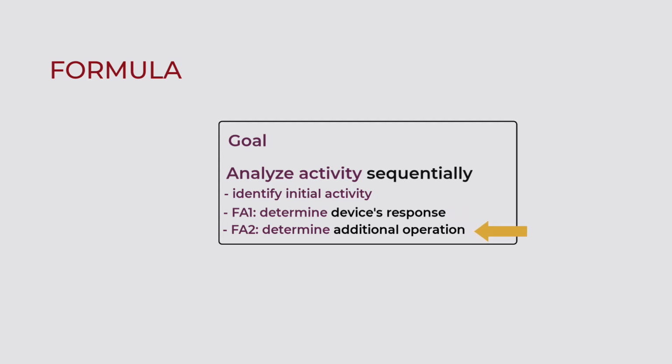Formula FA2. Determine what additional operations are needed to achieve the goal. In many cases, multiple user operations are required rather than just one. If no further device response is found using formula FA1, apply formula FA2 to identify necessary additional operations. This structured approach ensures a comprehensive analysis of activity sequences and effectively covers most cases in an activity chain.